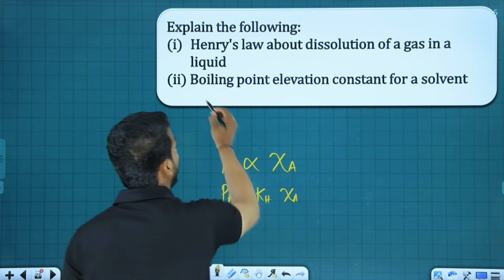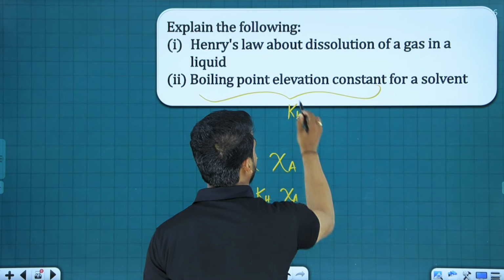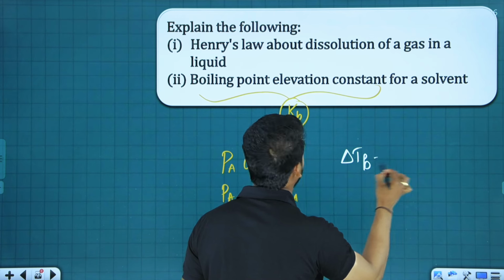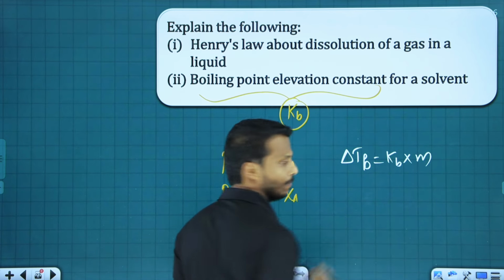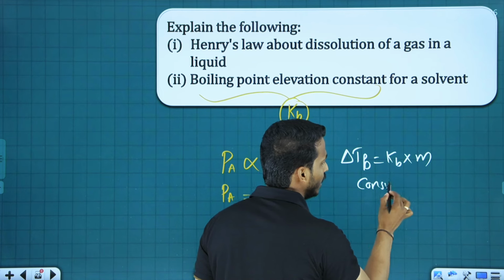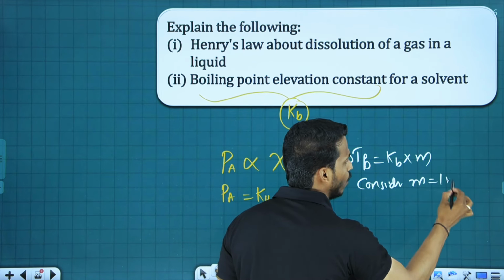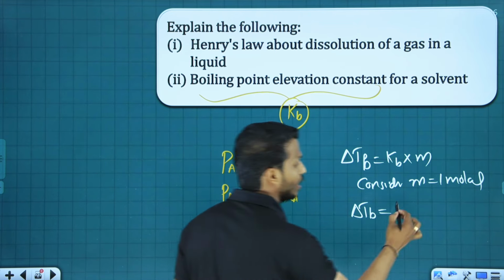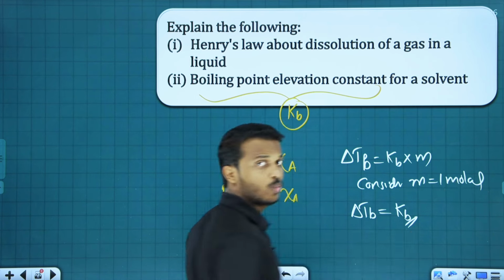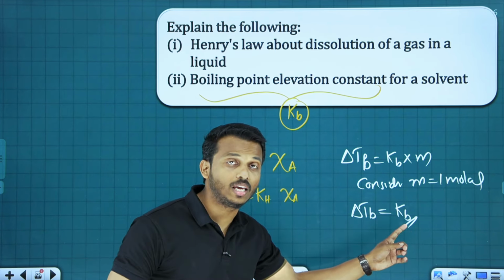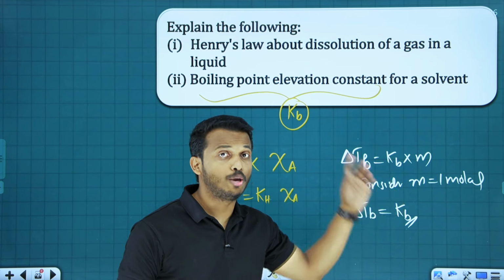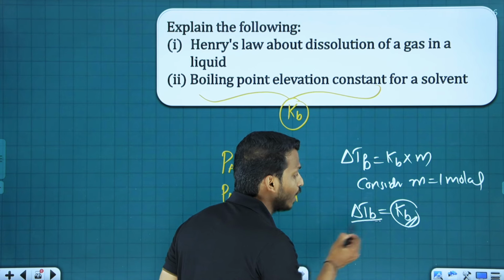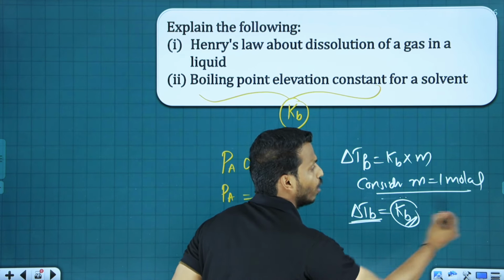Boiling point elevation constant for a solvent. How can you define the boiling point elevation constant, that is Kb? Do you remember the Kb expression we studied? We studied delta Tb is equal to Kb into molality. Right? Consider molality is equal to 1 molal. Then what will be delta Tb, my dear? Delta Tb is equal to Kb, right? If molality is 1. So how can you define what is Kb? Molal elevation constant or ebullioscopic constant. Kb is the elevation of boiling point for a 1 molal solution.